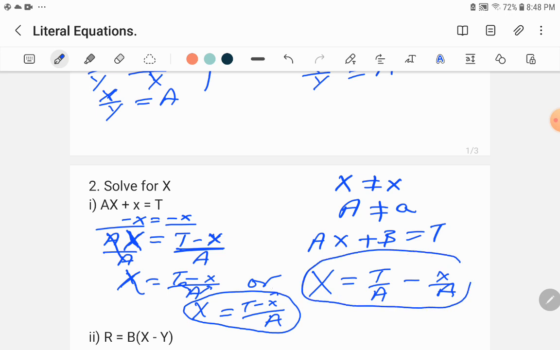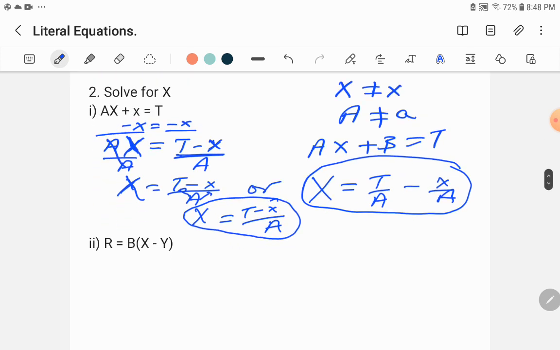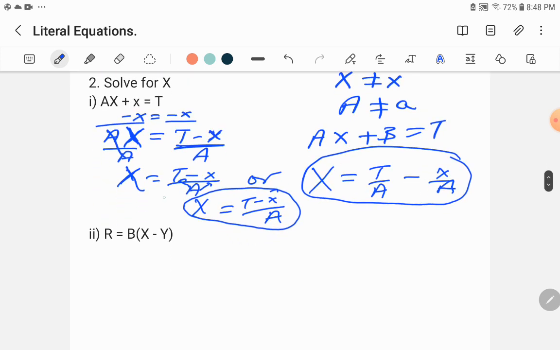So, all right, let's look at the second question here. And here we're going to use distributive property. So we're going to have r equal to bx minus by. And now we could add by to both sides.